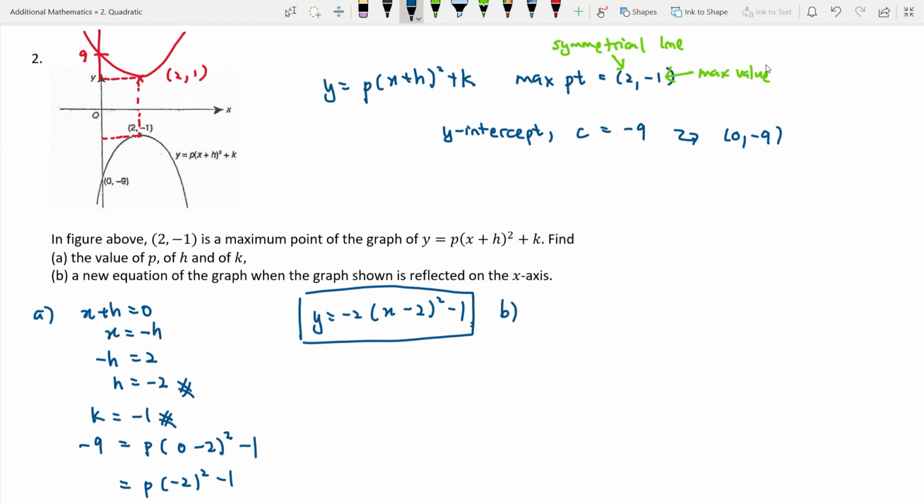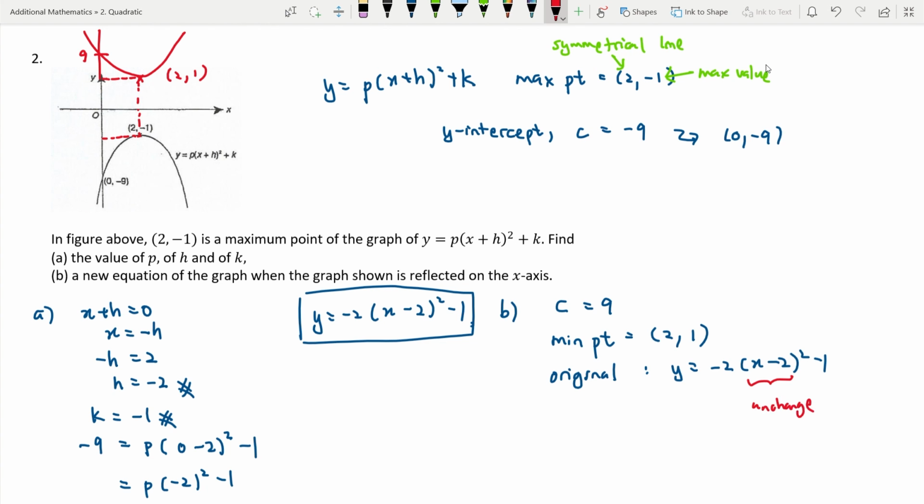Let's gather all the information. Y-intercept is equal to 9. Minimum point is (2, 1). We can compare the information we have with the original equation. This part is the symmetrical line. From the graph that we sketched just now, this part is unchanged. Negative 1 is the maximum value, but now it becomes the minimum value 1.